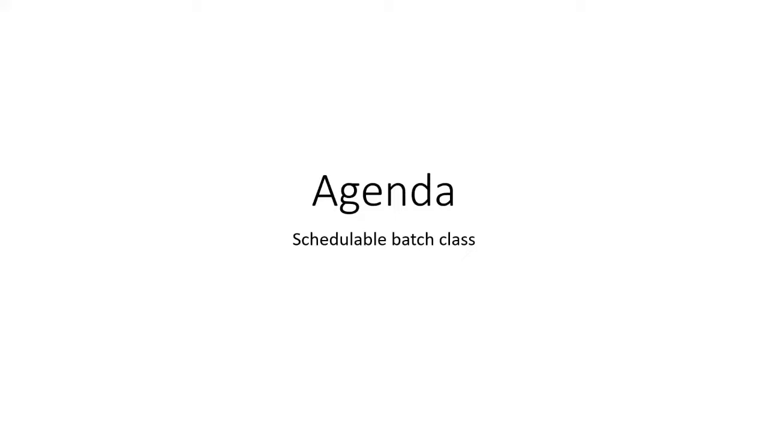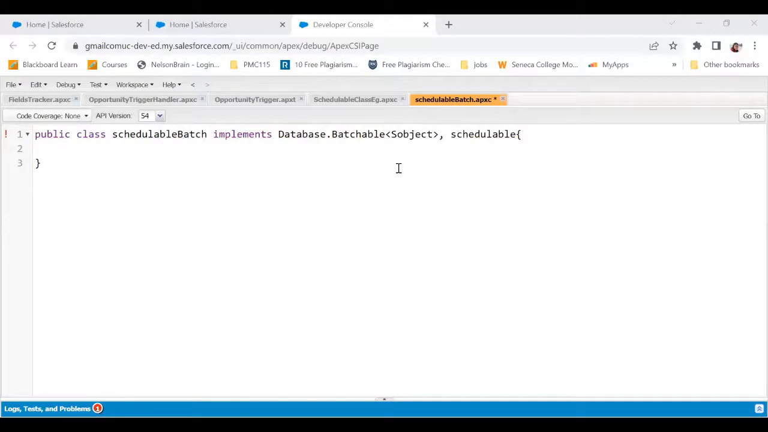Today we are going to learn how to create a schedulable batch class. So let's quickly begin. The first step that we need to do for this is create a normal batch class like we do for any other batch class. But the different thing here that we are going to do is we have to implement Schedulable along with Database.Batchable. So that is what I've done.